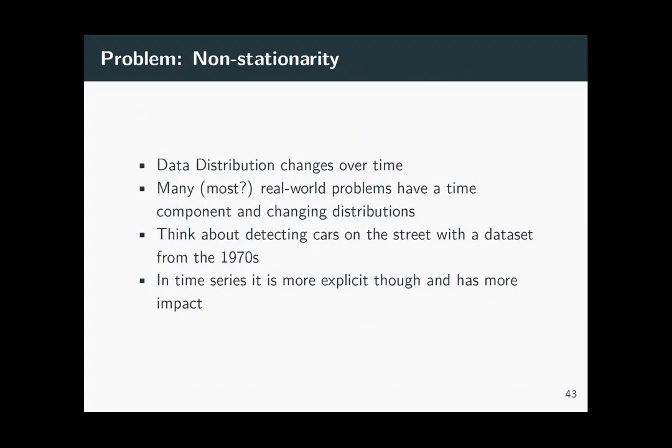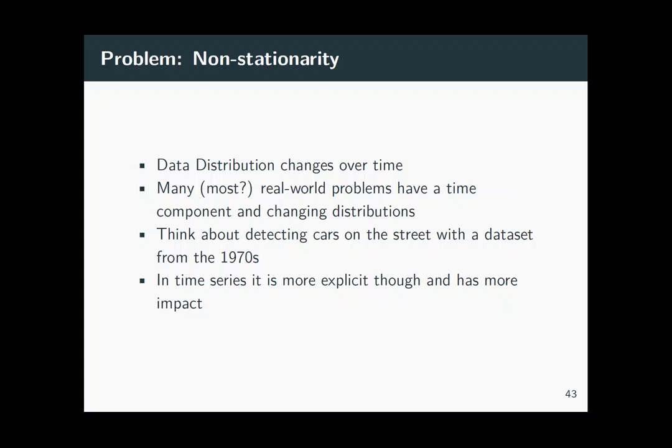Okay, thanks, Abishek, for sending that link. But now, what is the biggest problem when we use machine learning methods for forecasting? The biggest problem is non-stationarity. Non-stationarity means the data distribution changes over time.